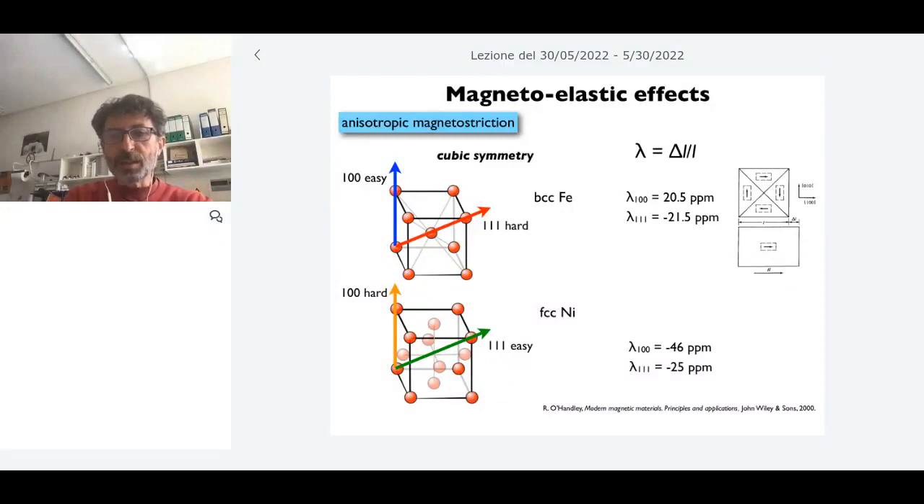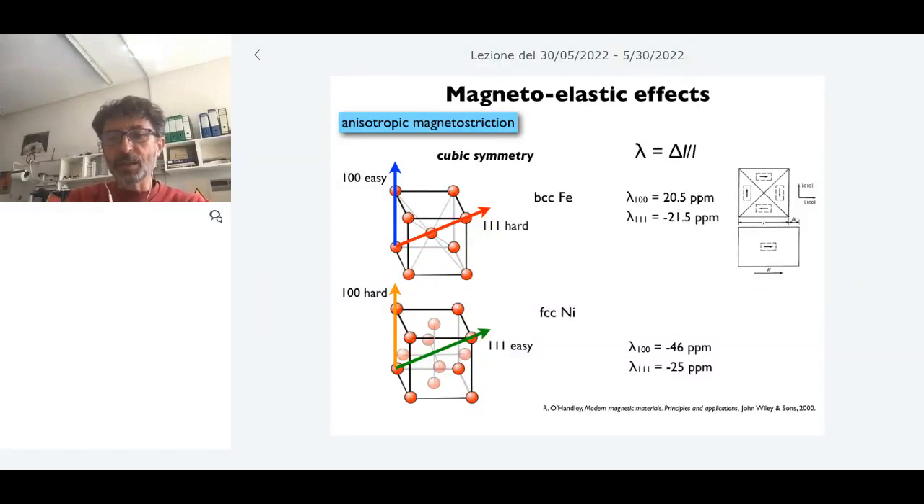But if you tend to magnetize along the 111 direction, so along the diagonal, if you put the magnetization along the diagonal, and you need a large field to do that, then the deformation is in the other direction. That is, it contracts. The magnetostriction for the 111 direction of iron is negative.